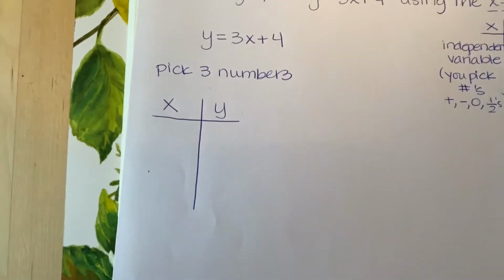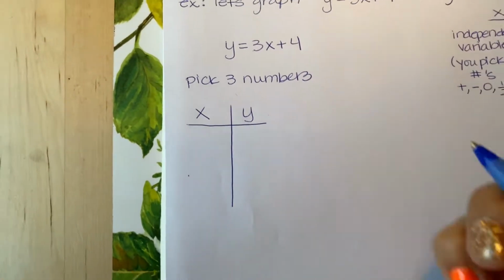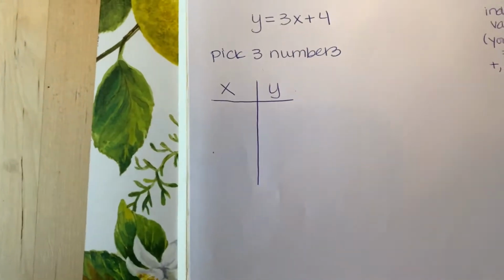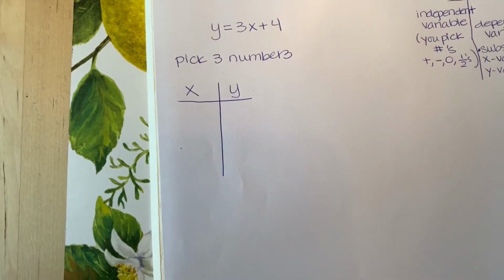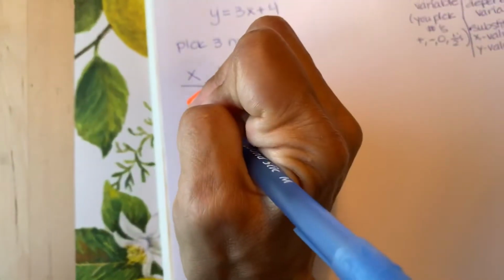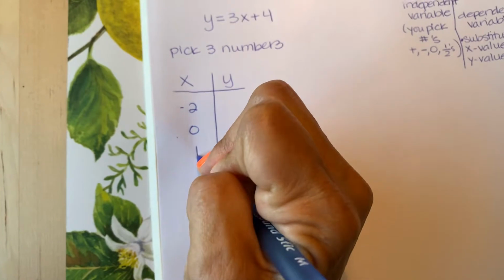Okay, so we're going to go ahead and pick x values, and I'm just going to pick these 3 numbers. I'm going to pick a negative number, a positive number, and a 0. So I'll pick -2, 0, and we could just pick 1, right?